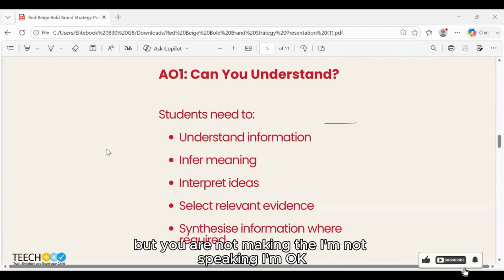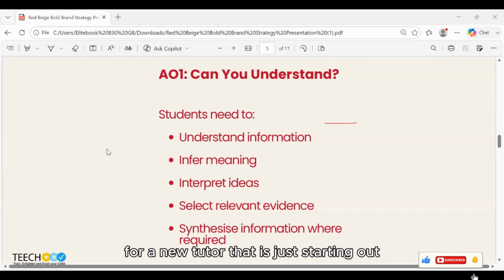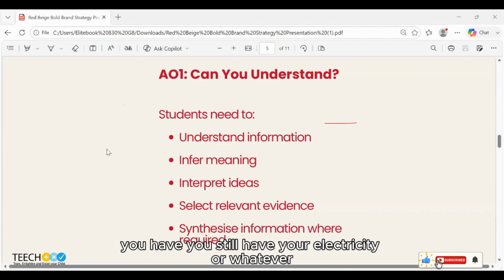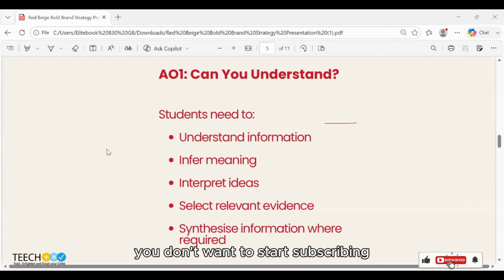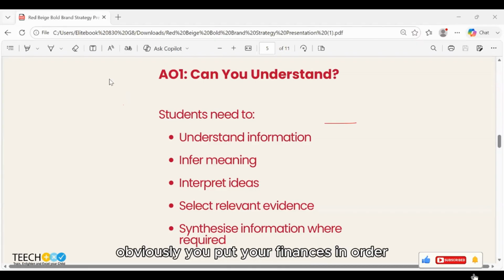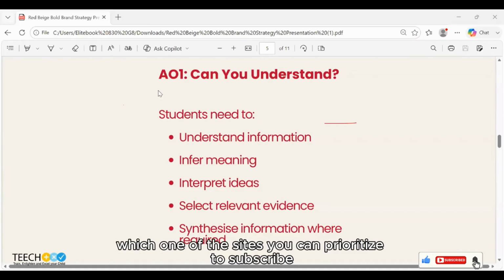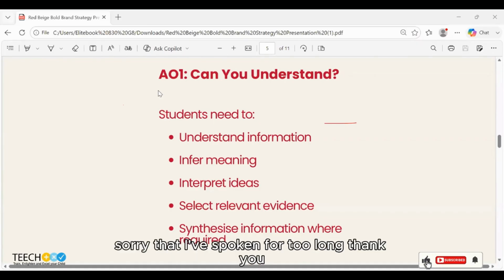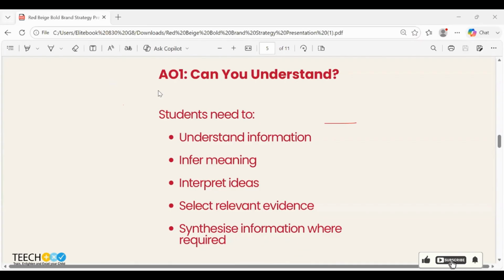Let me not speak for everyone, but for a new tutor that is just starting out, you still have data tariff that you have to sort out, you still have electricity, so you don't want to start subscribing to so many things, and at the end of the day you're not getting anything back at the end of the month. So yes, you can start up with the free limited parts of this site. As the month progresses, you put your finances in order and then decide which one of the sites you can prioritize to subscribe to. You understand? Sorry that I've spoken for too long. Thank you.